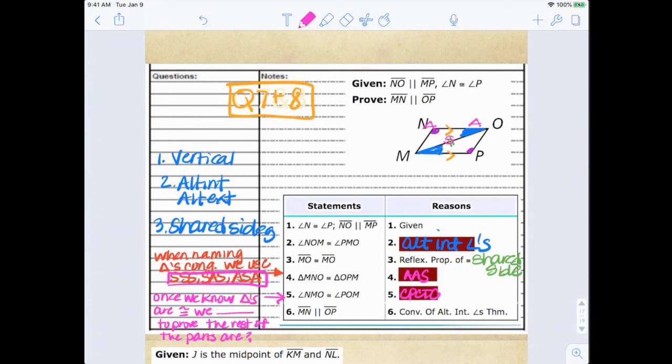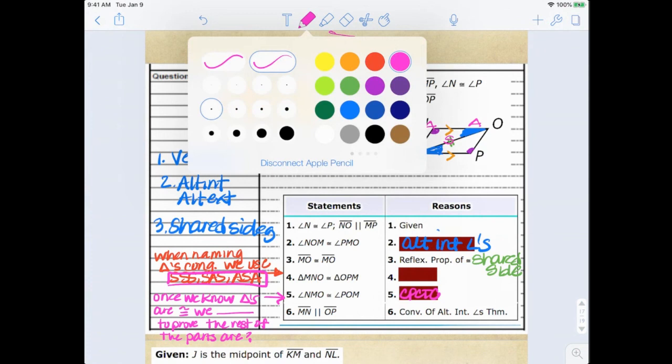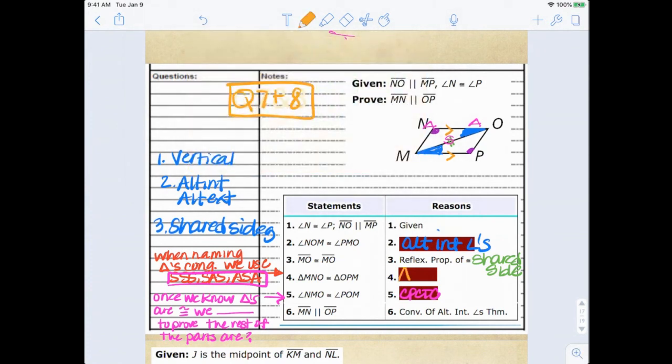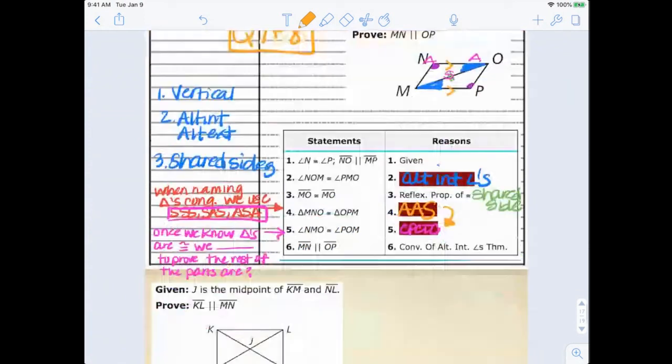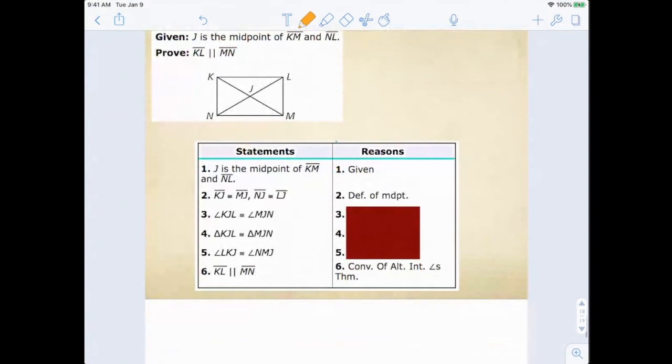This is the one I was getting at. So let's say they actually told you this and you weren't filling this in, because you won't have to fill one in. So let's say we were given that this was angle, angle, side. But again, once you know that the triangles are congruent, the next reasoning is going to be CPCTC. So same with this one down here. To name the triangles congruent, we're going to use side, side, side, or side, angle, side, or angle, side, angle.